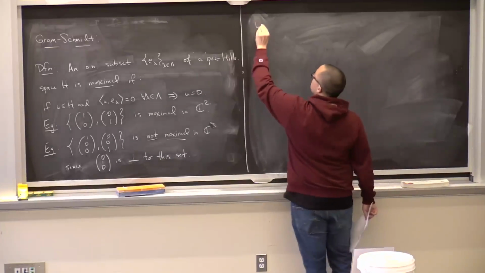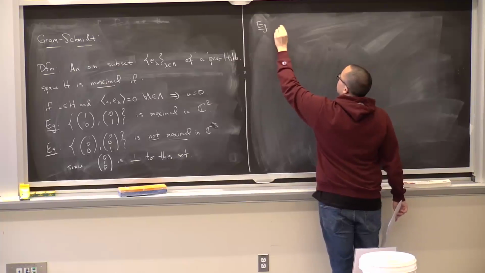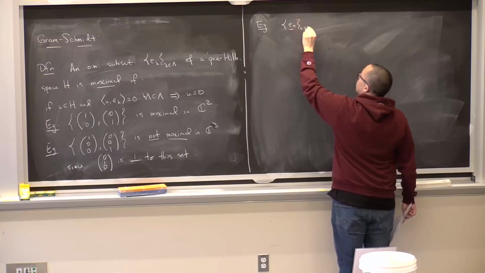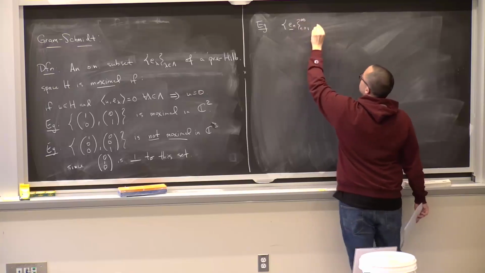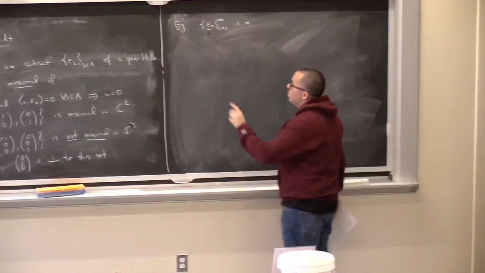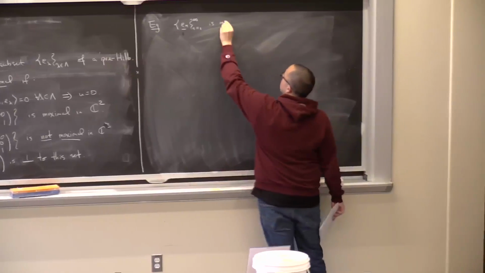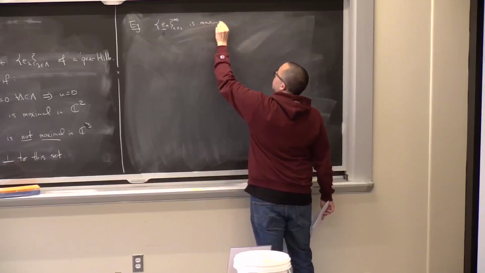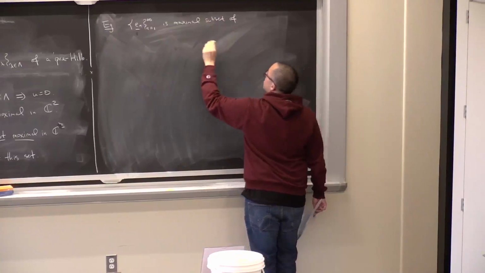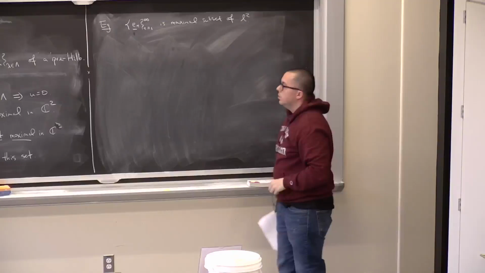Another example is, with the notation from before, where e_n is the sequence that is 0 except for the nth spot where it is 1. This is a maximal orthonormal subset of little l2. Okay?